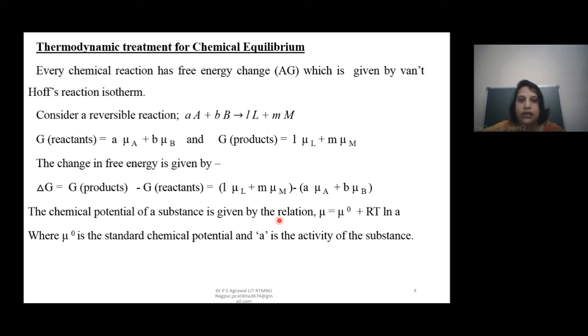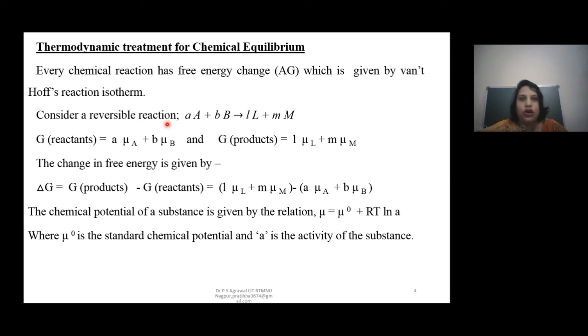Now, we will see the thermodynamic treatment of this chemical equilibrium. Every chemical reaction has a change in free energy, delta G, which we dealt with previously, and which is given by the Van 't Hoff reaction isotherm. Suppose this is a reaction A plus B giving L plus M. These are the numbers of moles.